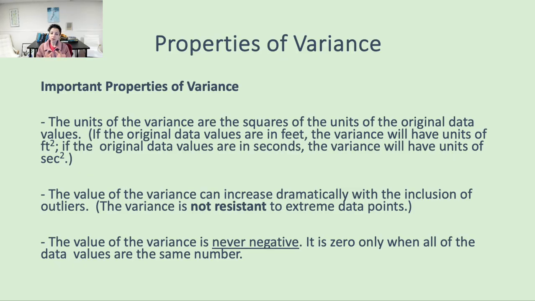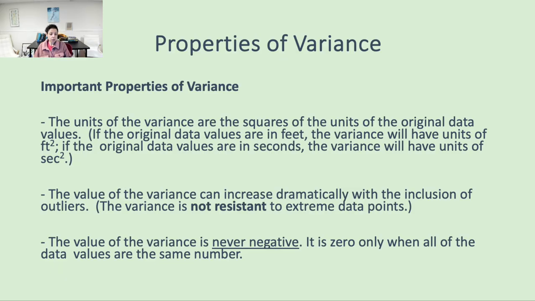The value of variance can increase dramatically with the inclusion of outliers. So the variance is not resistant to extreme data points. If we include those outliers, the variance is going to be greatly influenced by those extreme data points, because we look at every single data point in calculating variance.